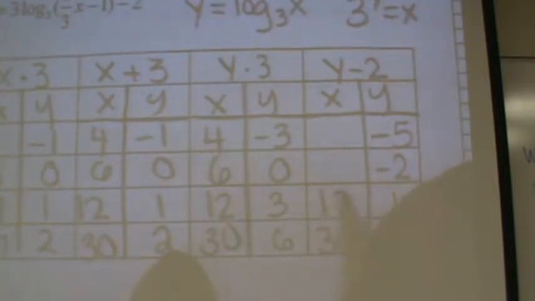And then you graph them. How about that? So over 4 down 5. Over 6 down 2. So this is what's happening. You've got your graph going like this. Then we've got 12, and the other point is going to be off the page. But we have an asymptote.